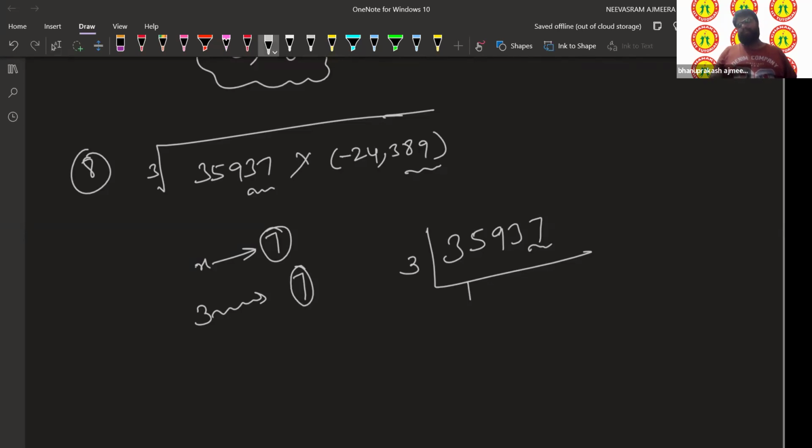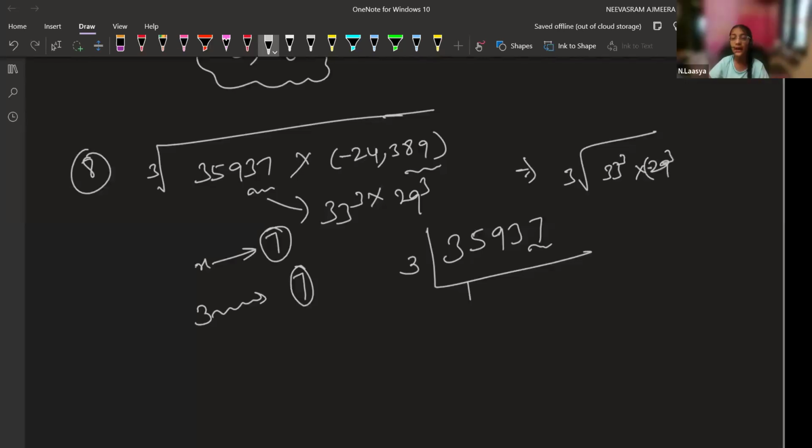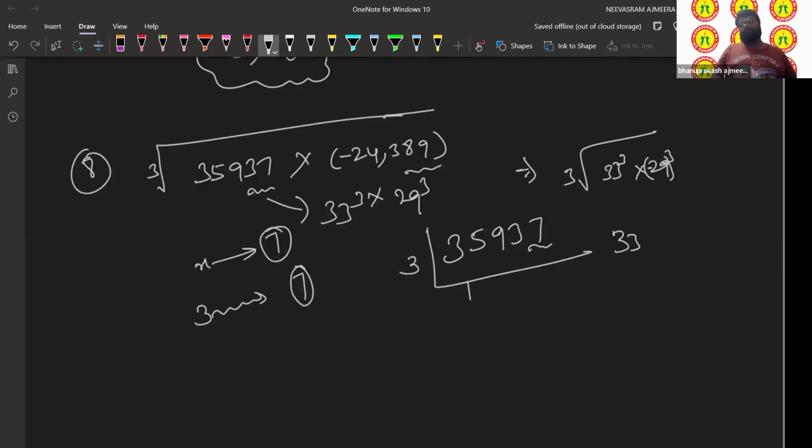So you multiply this, you will get 33 here, and 29, right? 29 cube is this. So the cube root of 33 cube into minus 29 cube. 29 cube we need to keep in brackets. Yes, minus 29 cube. So I already told you 33 into minus 29 will be the answer. If you multiply this, how much are you getting?